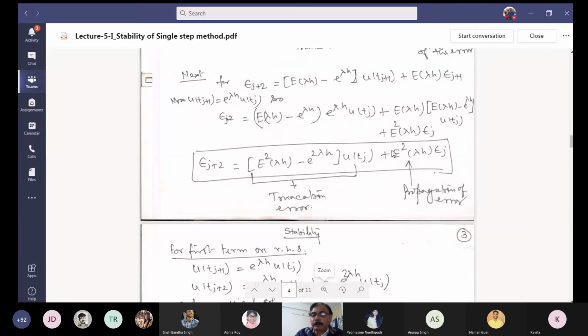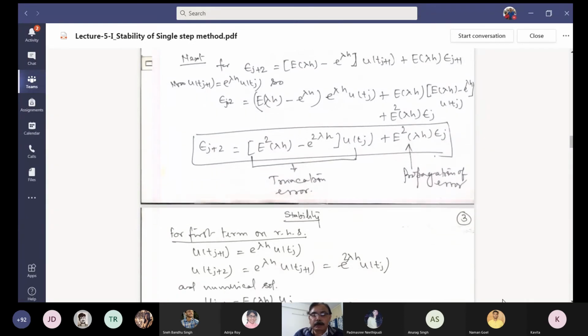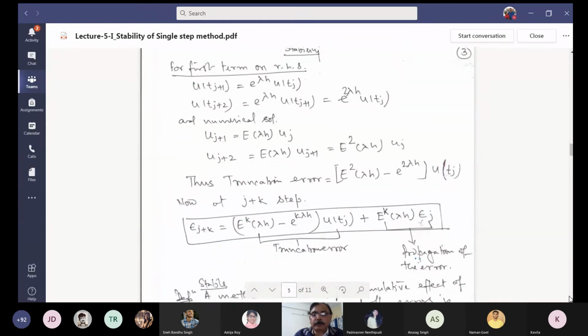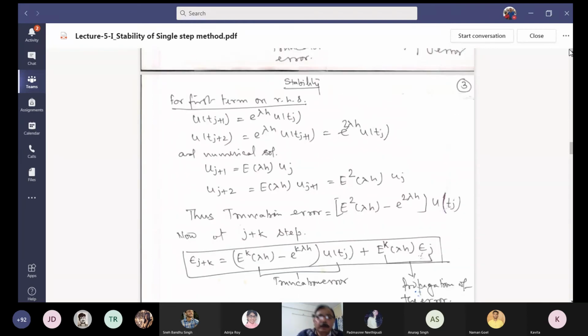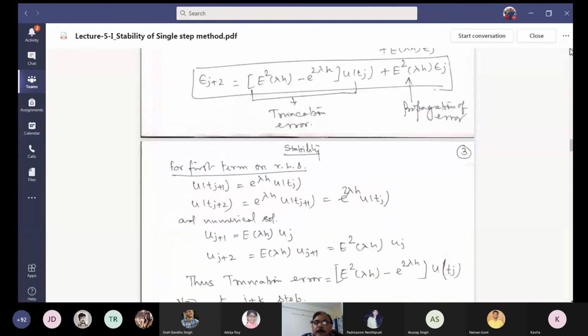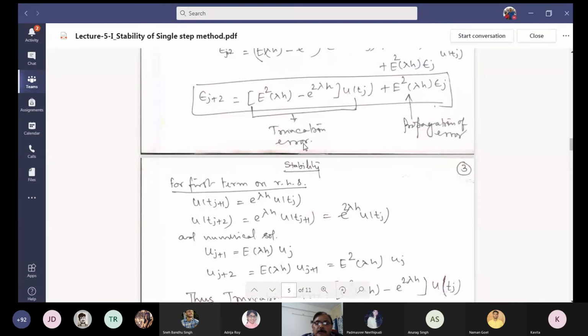Then if you want epsilon j plus kth stage, what is going to happen? You can write it directly, just the way we have proceeded for j plus 1 and j plus 2. There are one or two things which we have written here that I will go back to a little bit. This term we have already called truncation error, because earlier you saw only e lambda h minus e to power lambda h. Here it is e square. So whether it is the local truncation error or not at this stage is what is justified here.